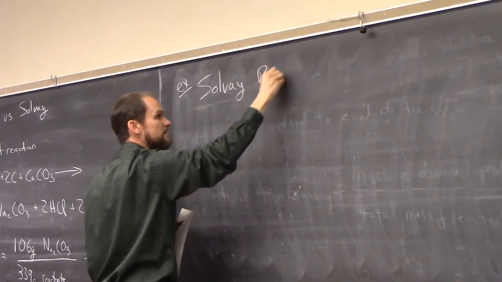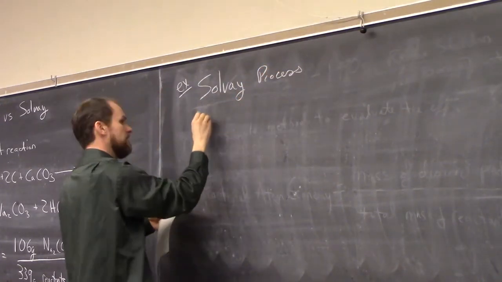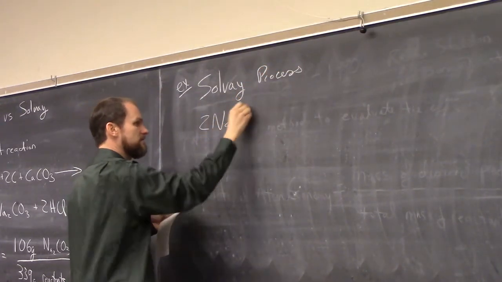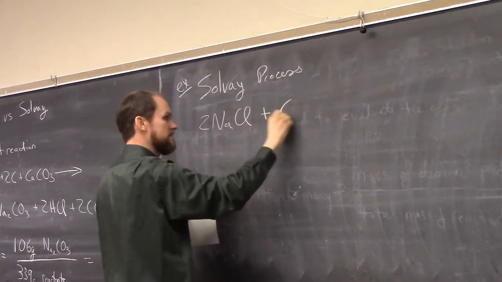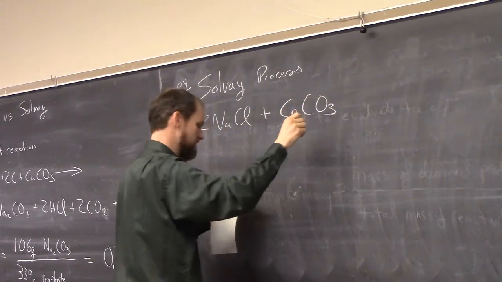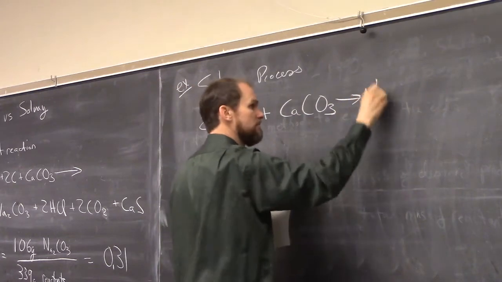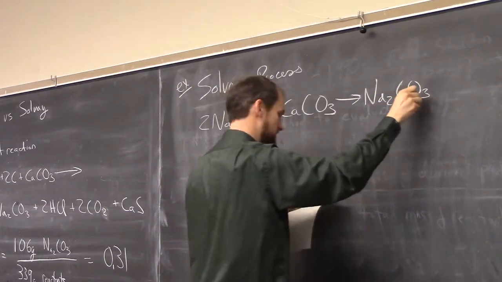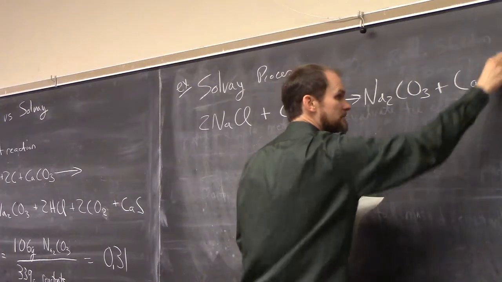Let's do another example. Solvay process. Solvay took 2 sodium chloride plus calcium carbonate, reacts to form sodium carbonate plus calcium chloride.